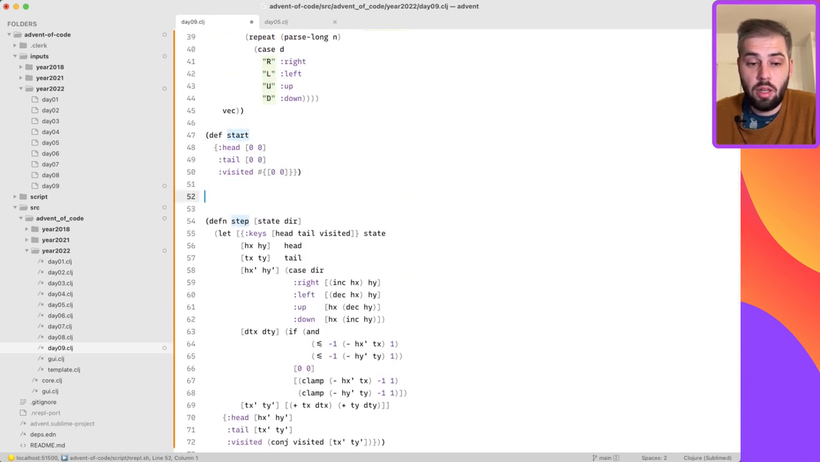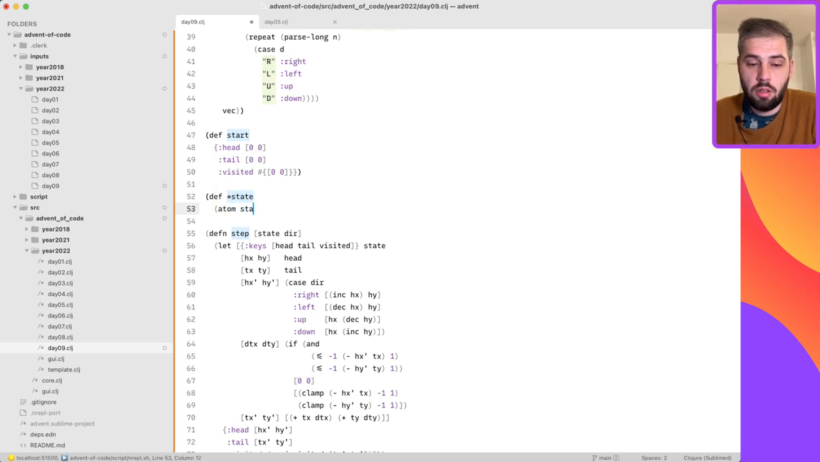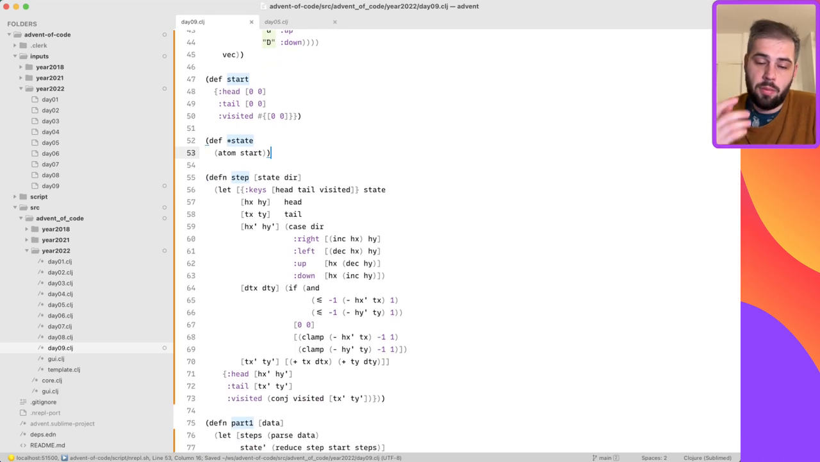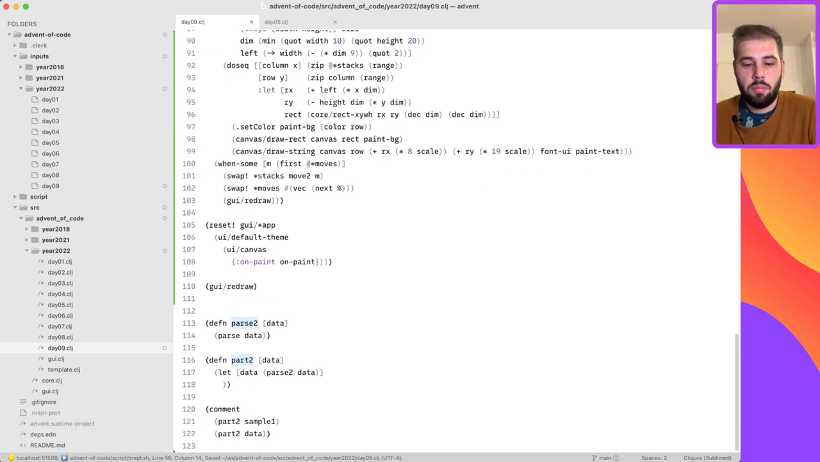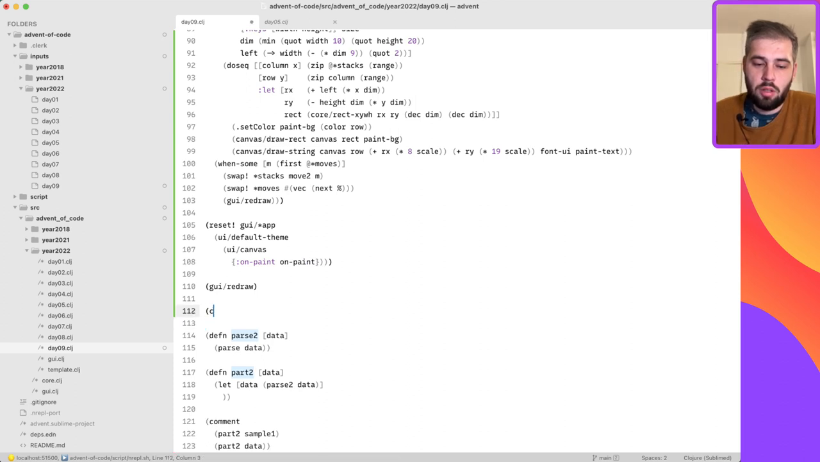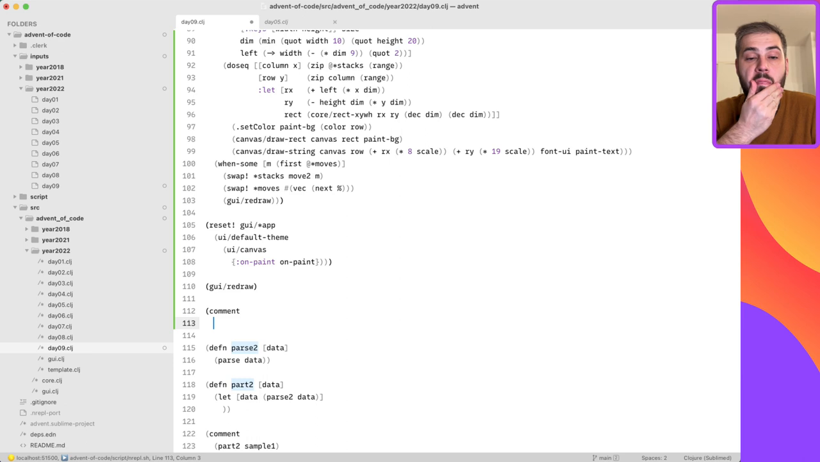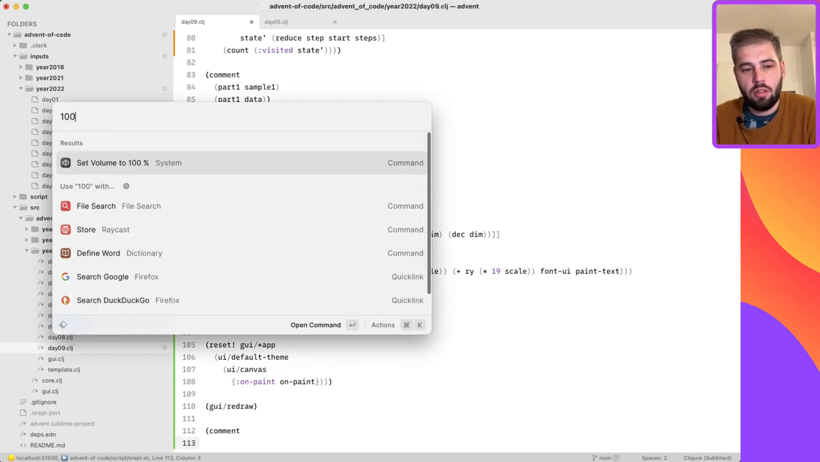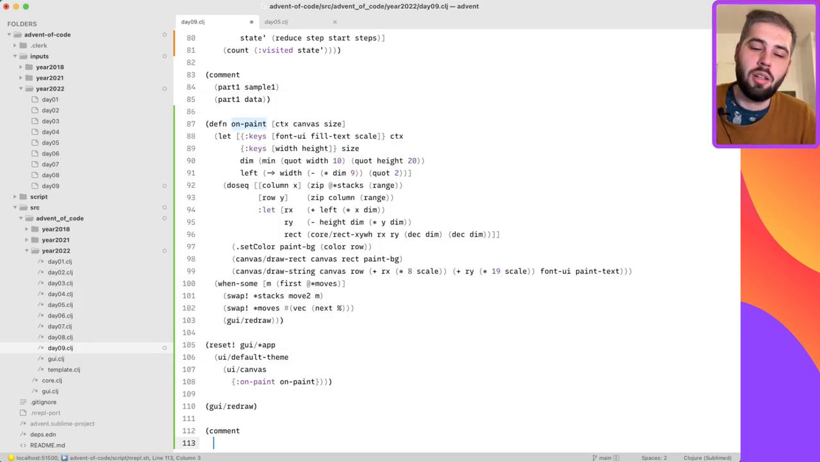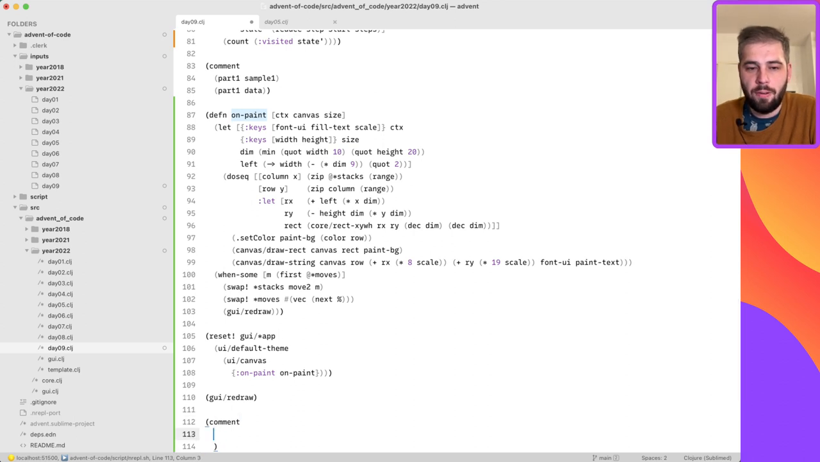Okay, so our state, def state atom start, right? We probably need steps as well. So yeah, we're going to comment here. How far do you think we need to go? It's unclear, right? 100 by 100. It was 6,000 we visited, right? 100 by 100 is 10,000. Yeah, maybe 100 by 100 is okay. We'll see about that.